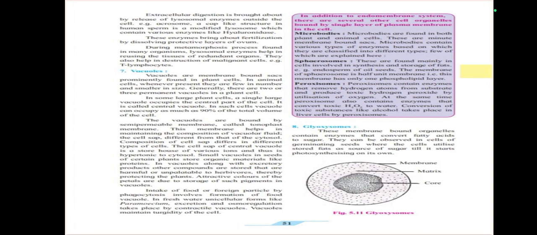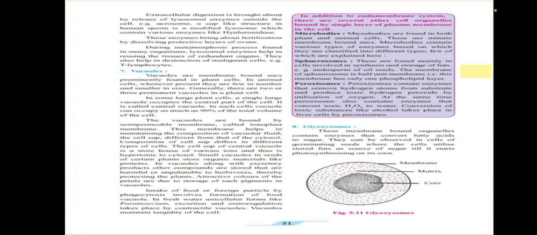Vacuoles are membrane-bound sacs prominently found in plant cells and animal cells. Whenever present in animal cells, they are few in number and small in size. Generally, there are two or three permanent vacuoles in a plant cell. In some large plant cells, a single large vacuole occupies the central part of the cell, and it is called a central vacuole. In such cells, the vacuole can occupy as much as 90% of the total volume of the cell.